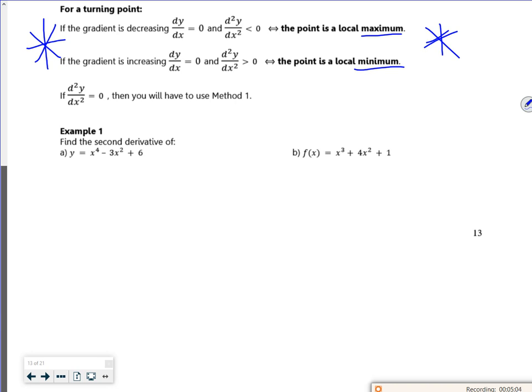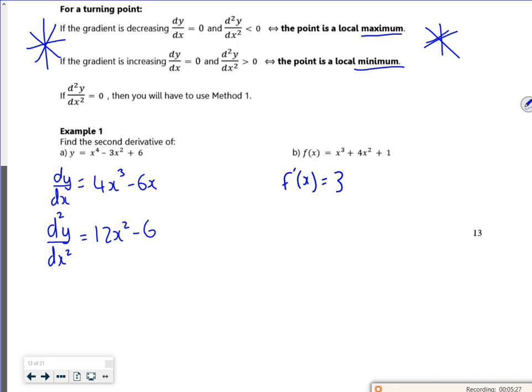So first of all, this is just finding the second derivative. Differentiate it once, 4x cubed minus 6x. Differentiate it again, so d2y by dx squared is 12x squared minus 6. Here, if we differentiate it once, it's f dashed of x, so that's 3x squared plus 8x. If I differentiate it again, it's f double dash, so that gives me 6x plus 8. So that's d2y by dx squared and f double dash.